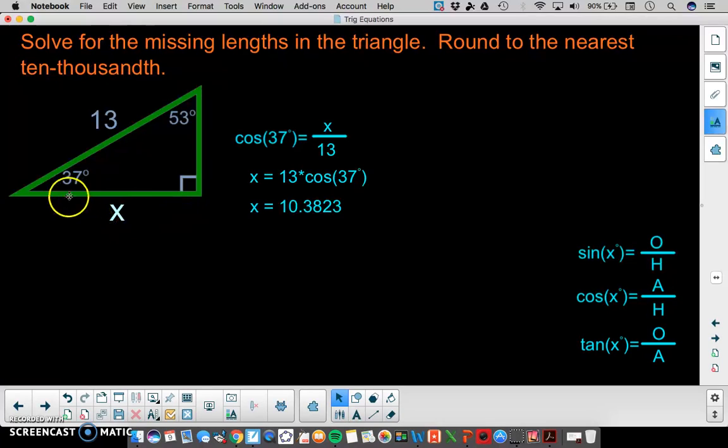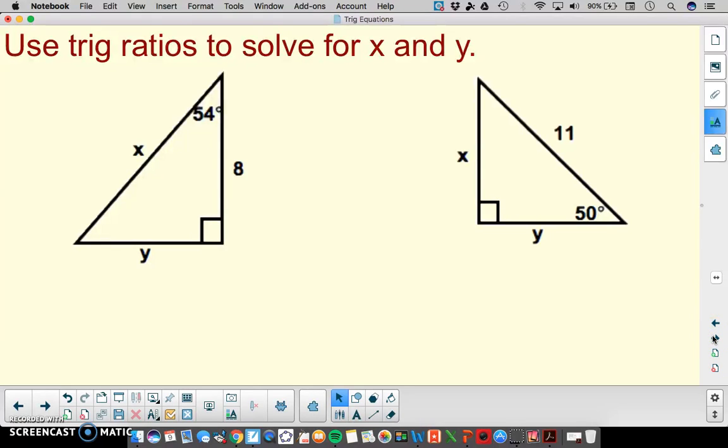So the trick is first to choose the angle that you want to work from. If we would have chosen the 53, we would have used opposite over hypotenuse. So we would have used sine of 53. So choose your angle first, and then solve your trig equation. Here are two examples where I want you to solve using trig ratios for x and y.